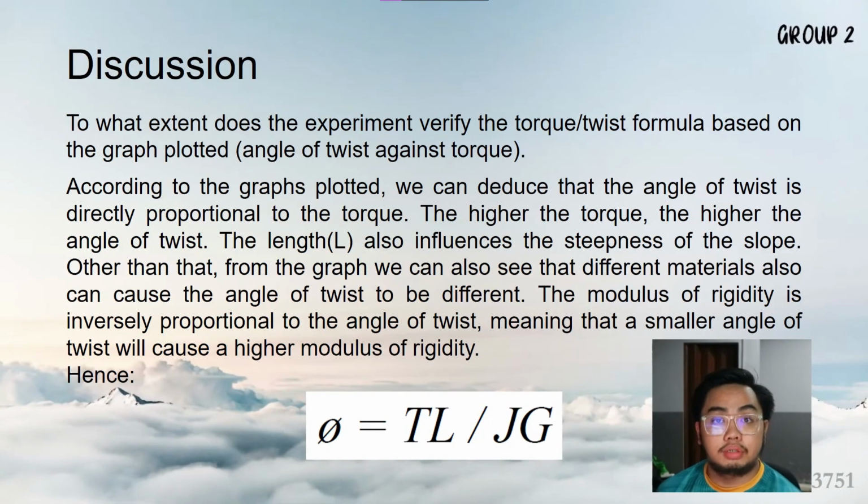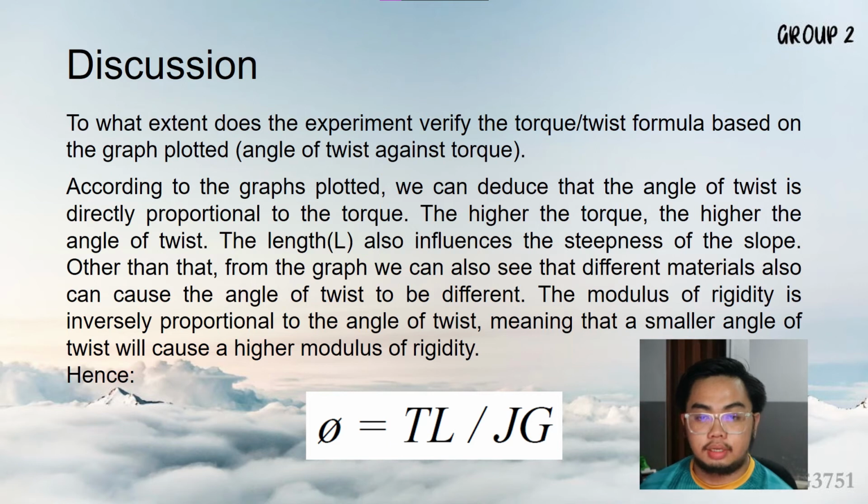Hello, my name is Gigio, and now I'll be talking about the discussion part. So the first part of the discussion is to what extent does the experiment verify the torque or the twist formula based on the graph plotted. The graph that we plotted was the angle of twist against torque. According to the graphs plotted, we can deduce that the angle of twist is directly proportional to the torque, and the higher the torque, the higher the angle of twist.